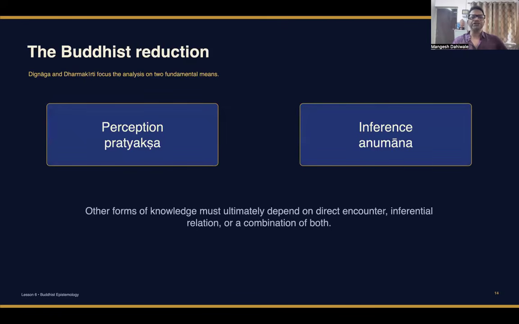So the Buddhist reduction, Dignāga and Dharmakīrti focus the analysis on two fundamental means. So there are two ways by which we know something. We know them directly, pratyaksha. So it is called pratyaksha pramana, perception, and then inference. We try to infer, anumana. So there are two valid modes of cognition.